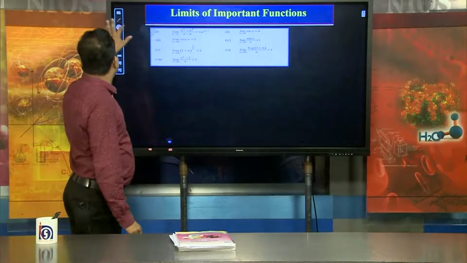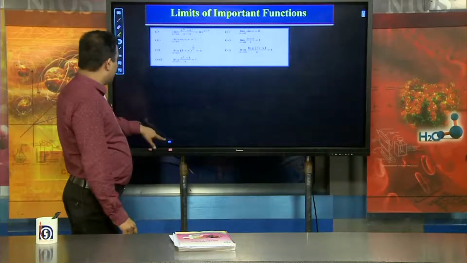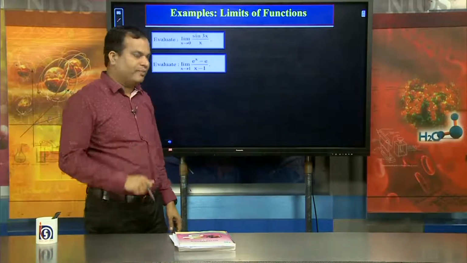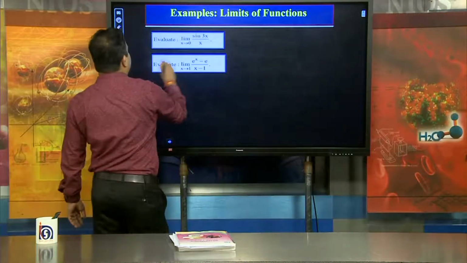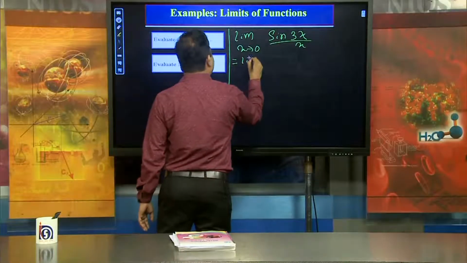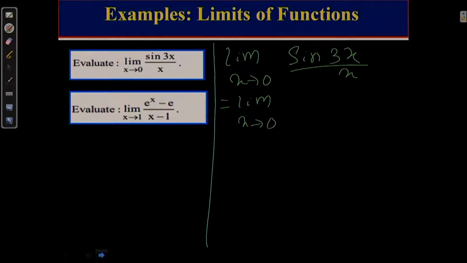Okay, dear learners, these are the basic formulas. Now we have to move on to exactly how to solve problems by using these basic formulas. Remember, suppose the problem is limit x tends to 0, sin 3x by x. What will be its value? Earlier, sin x by x value was 1. So I can write limit x tends to 0, sin 3x by 3x.